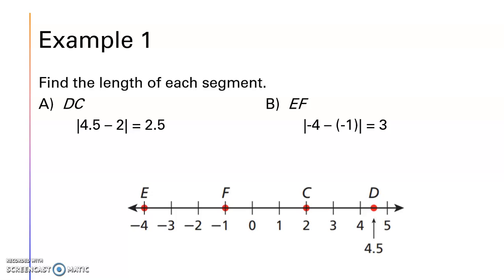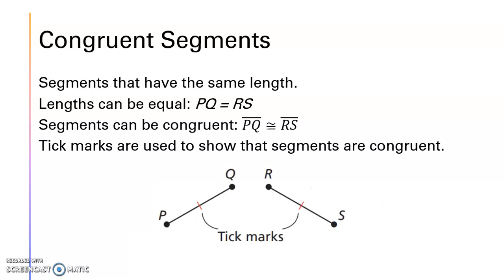Let's take a look at another term. Our next term is congruent segments, and these are segments that have the same length. Now, we can't say that lines are congruent because lines go on forever. But if we take these parts of lines, they can have the same length. Lengths are allowed to be equal. But if I'm talking about the shapes, I can't say that PQ is equal to RS. I have to say the segments are congruent, and congruent means that they have the same length.